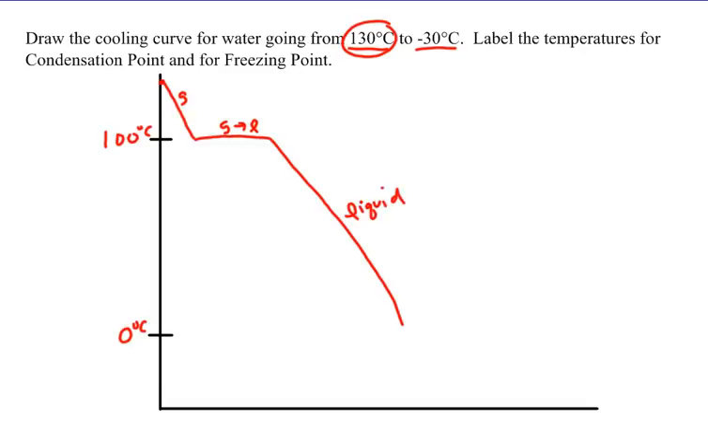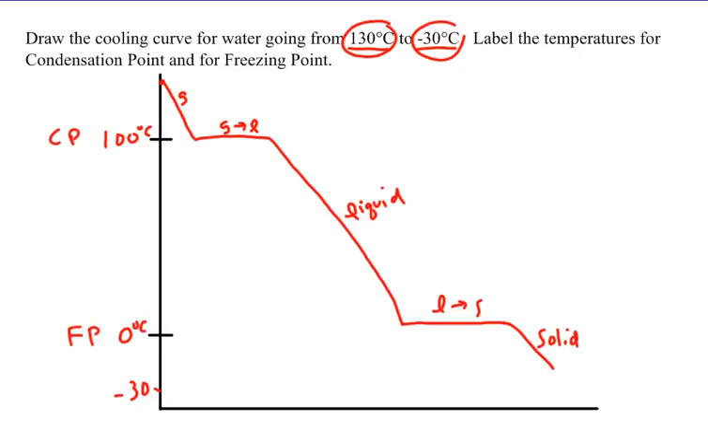But when the temperature of the liquid hits 0 for water, it will level off where the liquid turns into a solid. But we need to bring this down all the way down to -30. So once all the liquid has turned into a solid, the temperature will decrease to about -30, which is approximately here. So this is a solid cooling down right here. So that's a cooling curve of water. The key things here are showing the plateau at 100 degrees Celsius while it's condensing, and showing the plateau at 0 degrees Celsius where it is freezing. So this is called the condensation point, and this is called the freezing point.